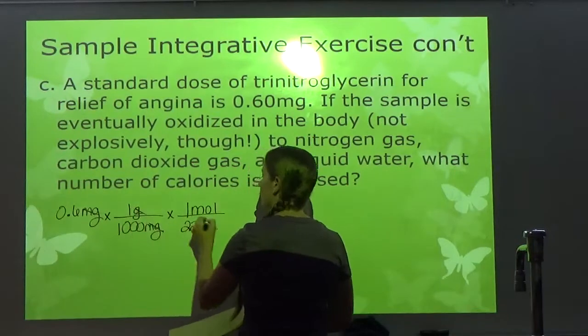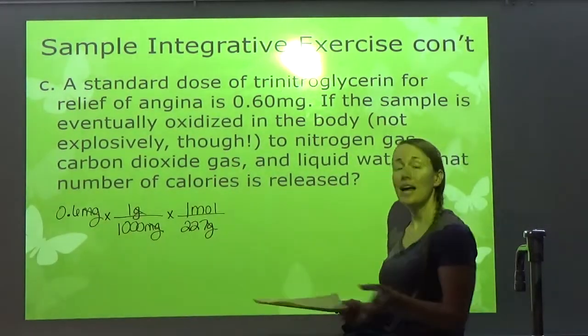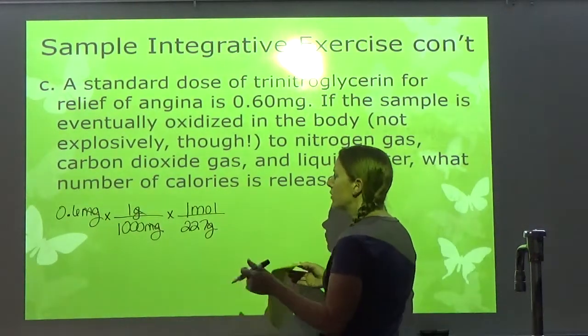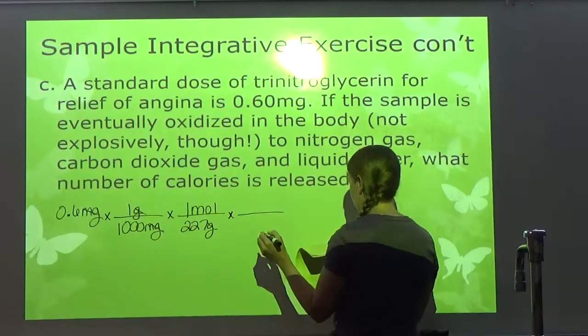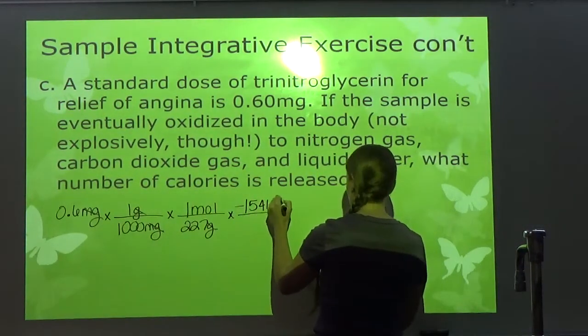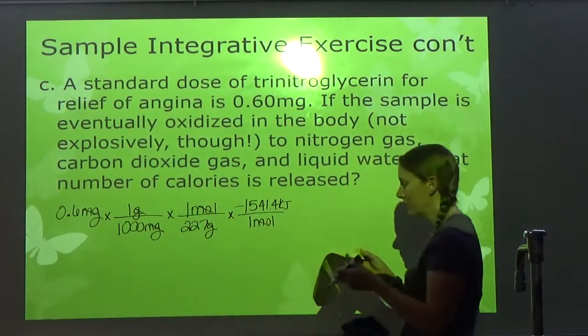Alright, so all I've done so far is just go from milligrams to grams to moles, because that's what we're trying to get to. Now I can use the delta H that we calculated. Oh no, we don't even need the one we calculated. They gave us the delta H at the very beginning. So it's negative 1,541.4 kilojoules per mole. Okay, so that's what they gave us at the very beginning.